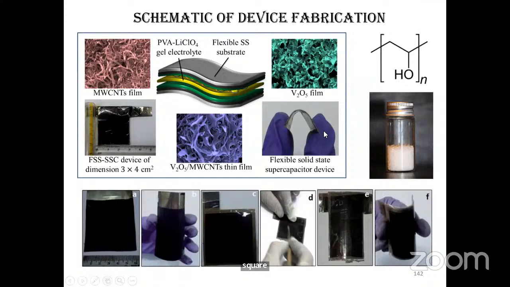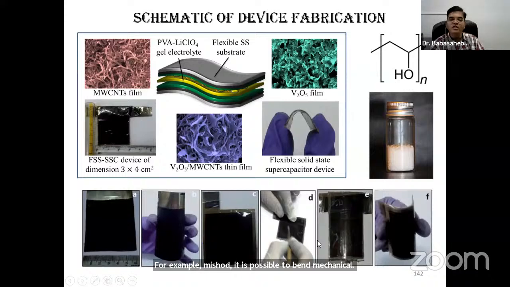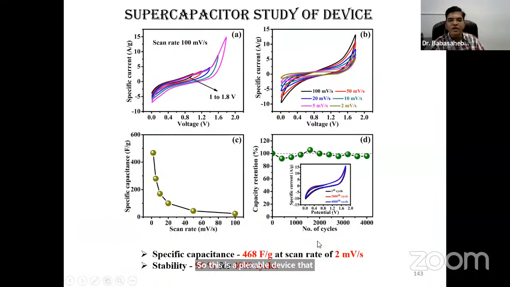And also you can see that this is flexible. Flexible means it is possible to bend mechanically. So this is a flexible device that we made in the laboratory using simple solution chemistry. And here you can see that because of the symmetric one, it gives a potential window of about 1.8 volt, and also has very high capacitance, above 460 farad per gram at 2 millivolt per second.